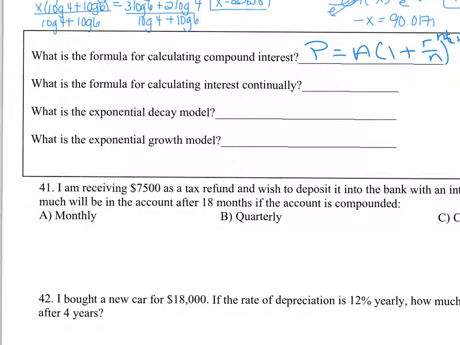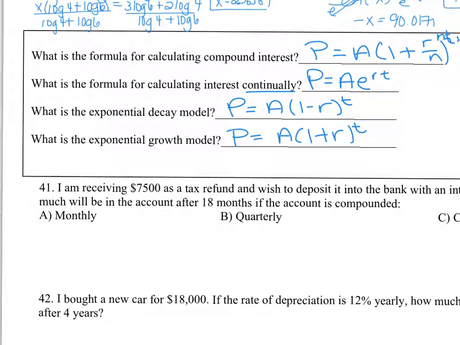Formula for calculating interest continually: that's P equals A e to the rt. Exponential decay is P equals A times 1 minus r to the t power. And exponential growth is P equals A times 1 plus r to the t power.